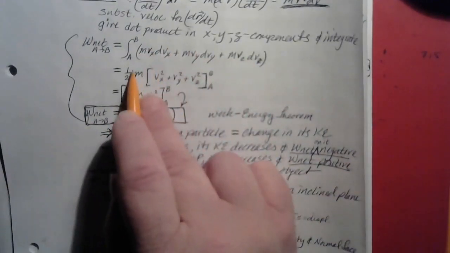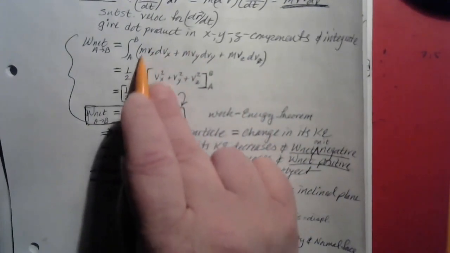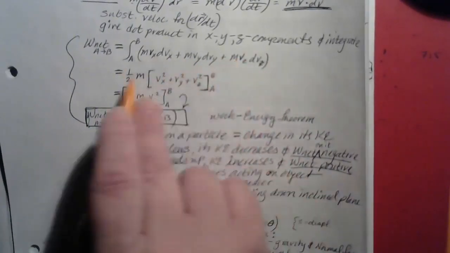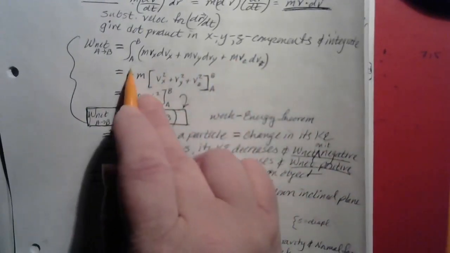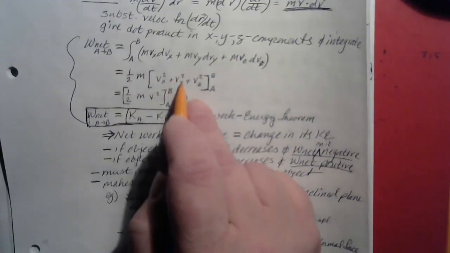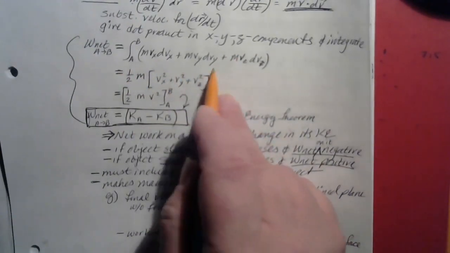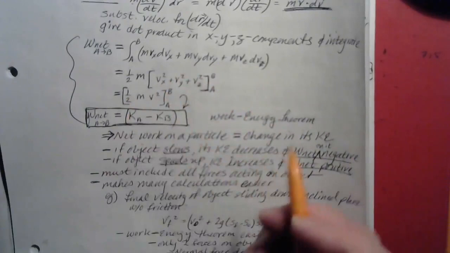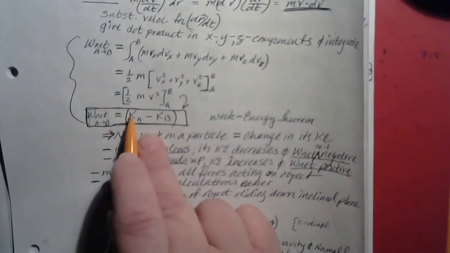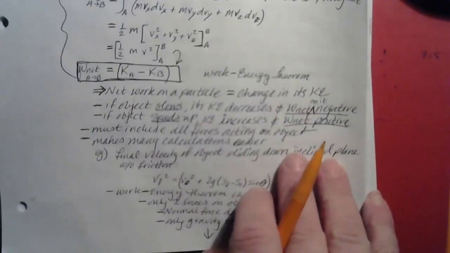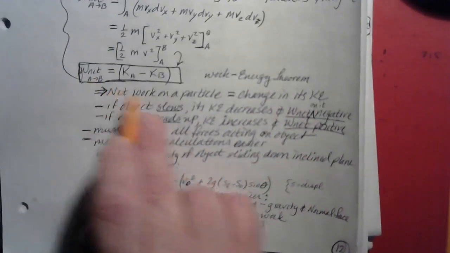And so you can factor out the 1/2, and you can factor out the masses too, because all three masses are the same, because it's the same particle we're talking about. And that's a constant number, so it's not subject to the integral anyway. So this ends up being 1/2 m times vx squared plus vy squared plus vz squared from A to B. Or in other words, 1/2 mv squared from A to B. Or in other words, just kinetic energy at A minus kinetic energy at B. And that's the net work from going from A to B.